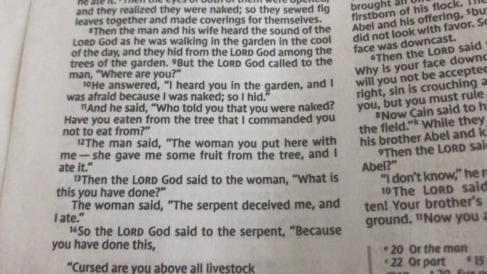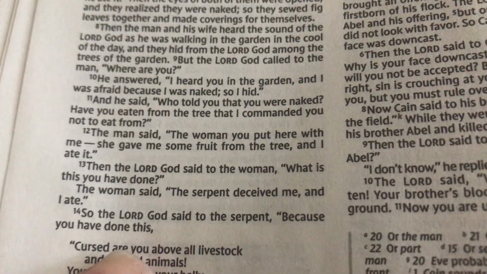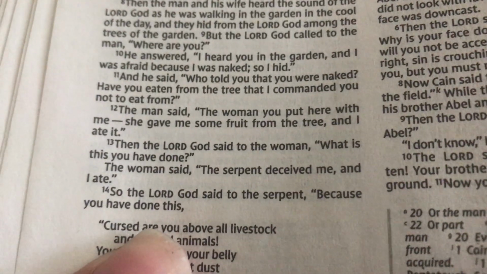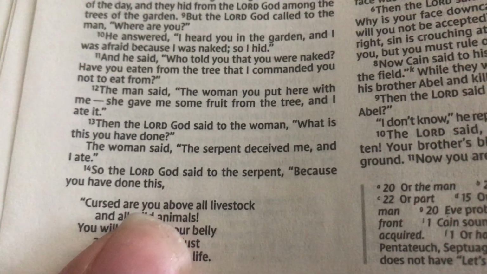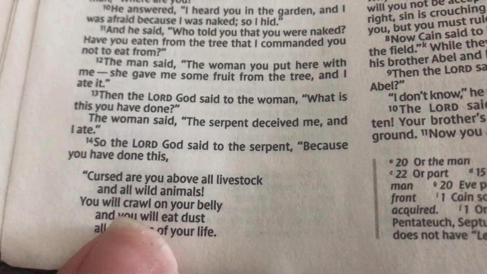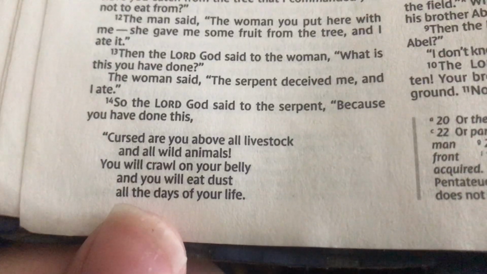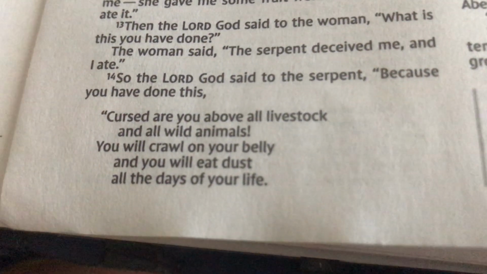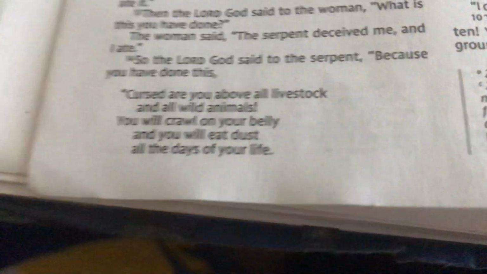The man said, "The woman you put here with me, she gave me some of the fruit, and I ate it." Then the Lord God said to the woman, "What is this you have done?" The woman said, "The serpent deceived me, and I ate." So the Lord God said to the serpent, "Because you have done this, cursed are you above all livestock and all wild animals. You will crawl on your belly, and you will eat dust all the days of your life."